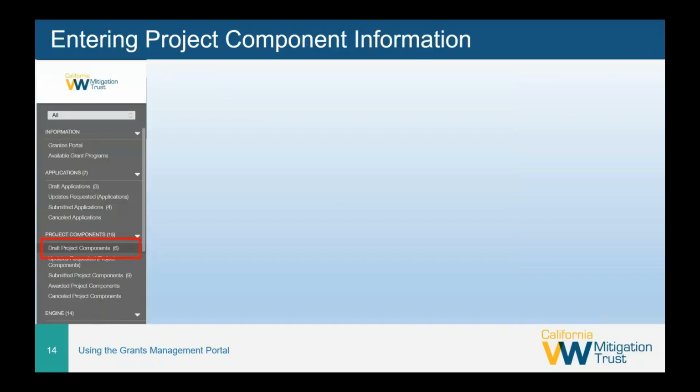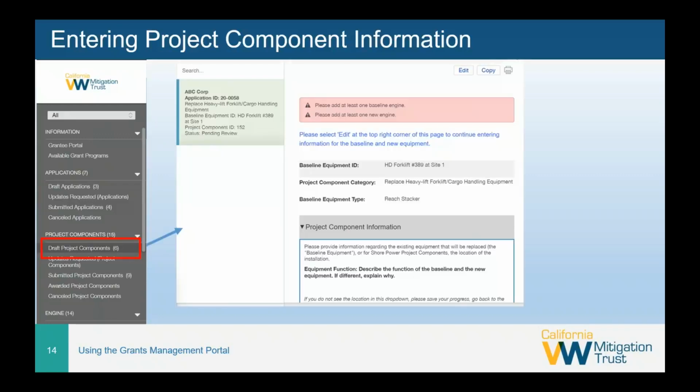In the video titled Completing the Application Part 1, we discussed how to add a project component record to your application. After you've created at least one of the project component records you want to include in the application, you'll be ready to add the detailed information that is required. You'll be able to continue entering information for the other project component records afterwards. To get started, select Draft Project Components on the sidebar.